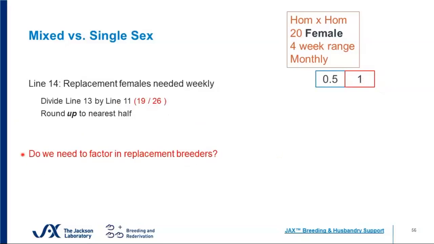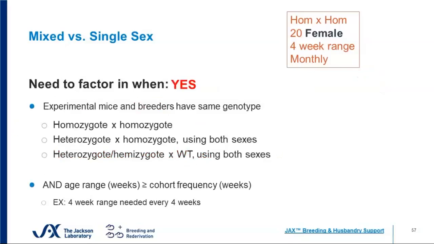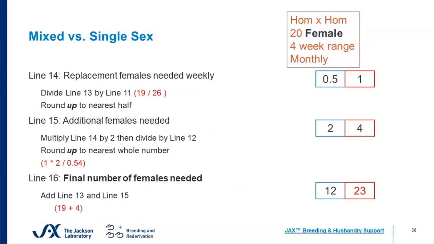Now we have to determine if we need to factor in replacement breeders. So we're breeding, the experimental breeders have the same genotype, and our age range in weeks is equal to or greater than our cohort frequency. We match both of those criteria, so we will need extra breeders in this colony. We'll have to factor them in. So we again take this 1, multiply it by 2, and then divide it by our breeding performance. That gives us 4. Then we add that to the 19, and we need 23 total breeders in this colony to produce the experimental mice that we need and our replacement breeders.